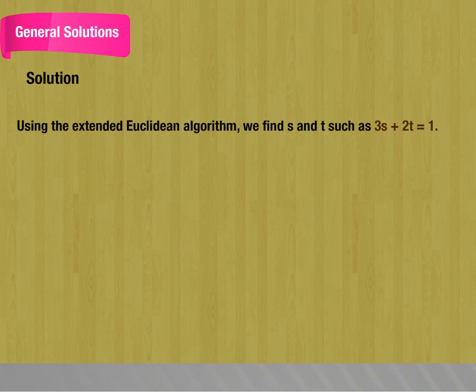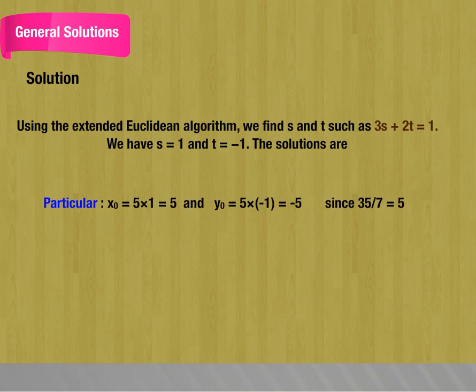Using the extended Euclidean algorithm, we find s and t such that 3s plus 2t is equal to 1. We have s equal to 1 and t equal to minus 1. The particular solutions are x0 equal to 5 into 1 is equal to 5, and y0 equal to 5 into minus 1 is equal to minus 5, since 35 by 7 is equal to 5.